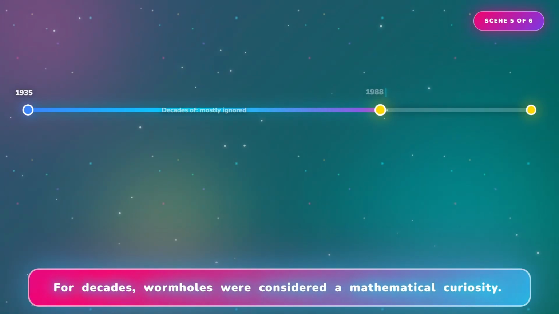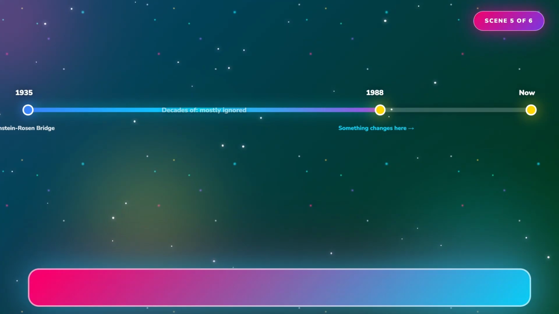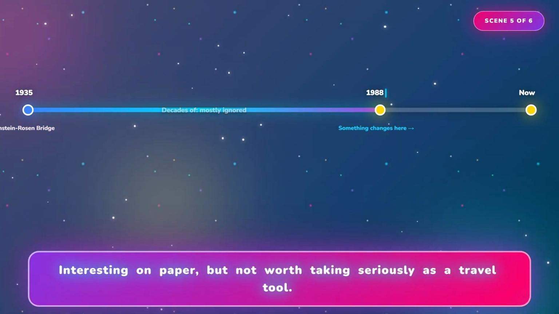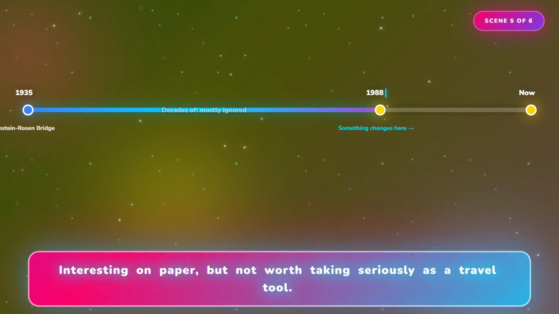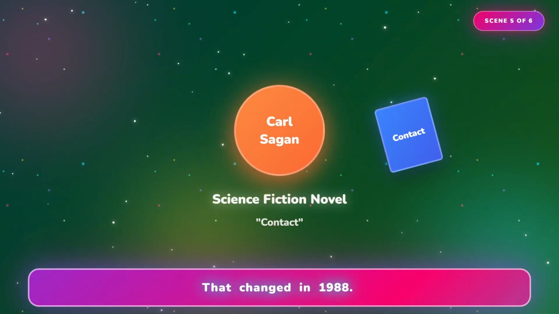For decades, wormholes were considered a mathematical curiosity. Interesting on paper, but not worth taking seriously as a travel tool. That changed in 1988.